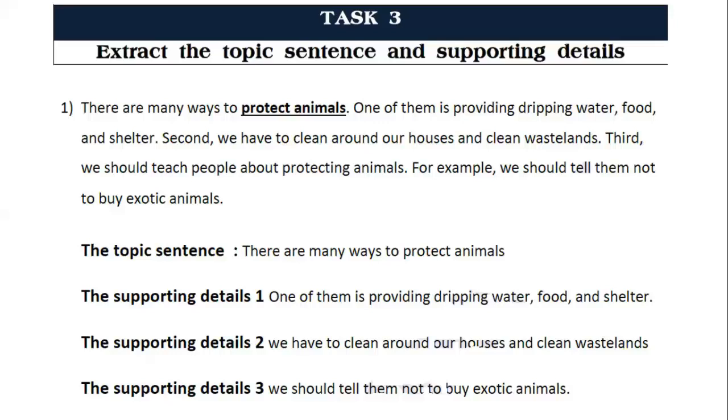From this task, we can see the topic sentence was, there are many ways to protect animals. Supporting detail 1 was, one of them is providing drinking water. Supporting detail 2, we have to clean around our houses. Supporting detail 3, we should tell them not to buy exotic animals.